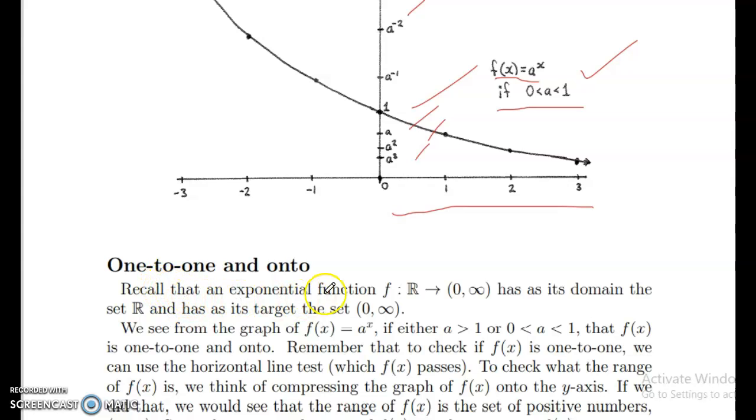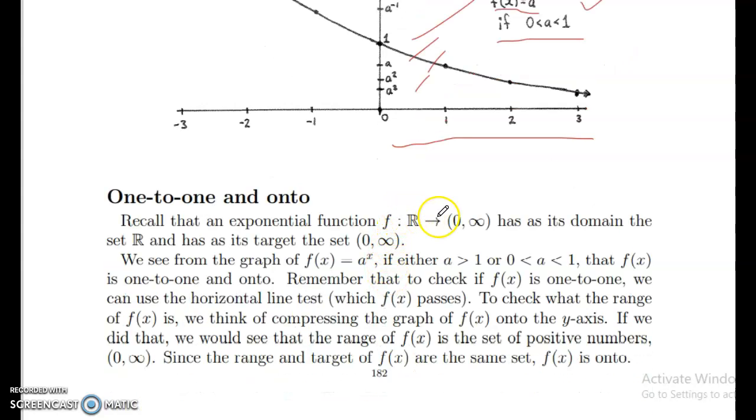Recall that an exponential function f is a function from R to (0, infinity). F is a function from R to (0, infinity), as its domain is the set R and its target is the set (0, infinity). Function f is a function from R to (0, infinity).